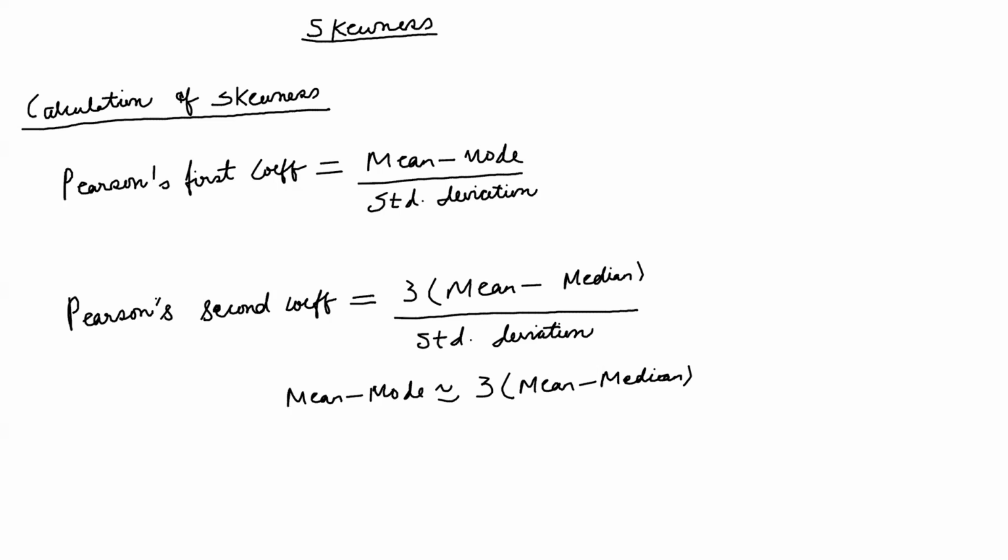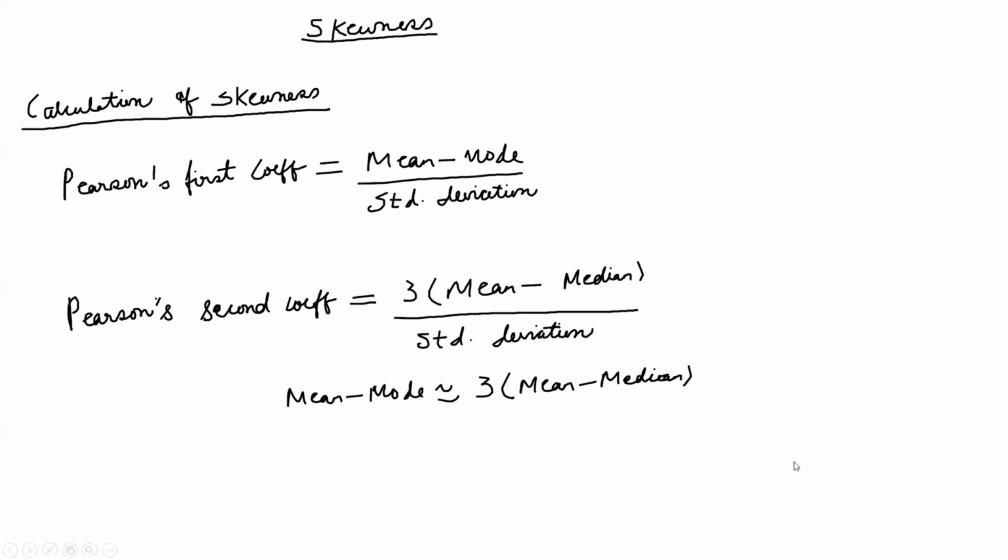So skewness can be calculated, the first one being the Pearson first coefficient of skewness. This is given by the formula: mean minus mode, divided by the standard deviation. This is very useful when you have a unimodal distribution, where the distribution has one peak and the mode is well defined. In that case, you can use the Pearson first coefficient.